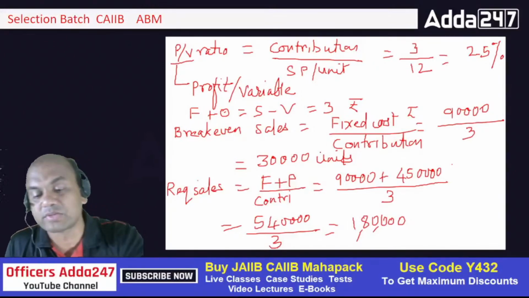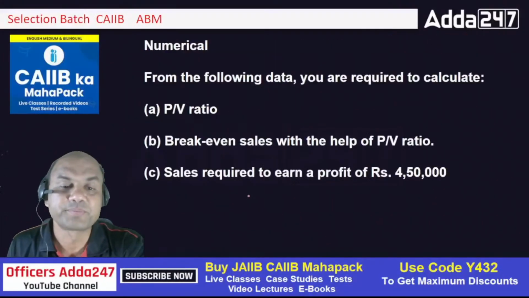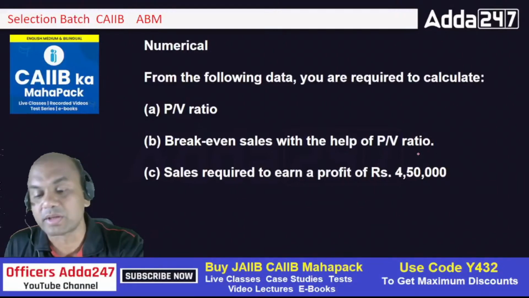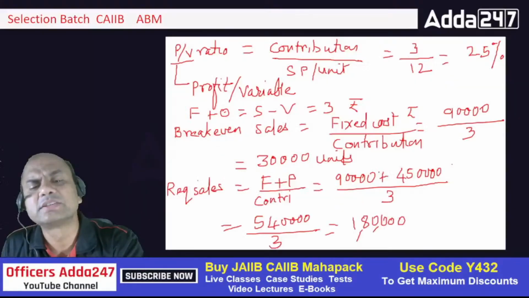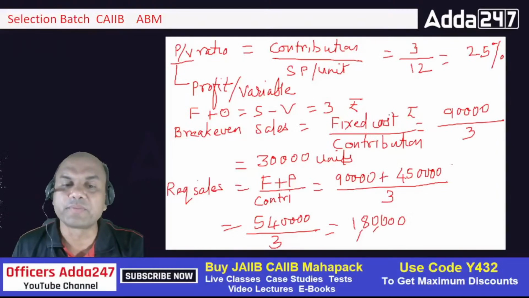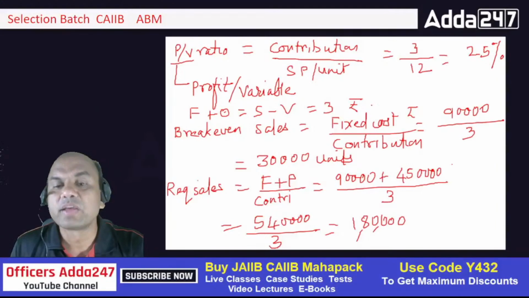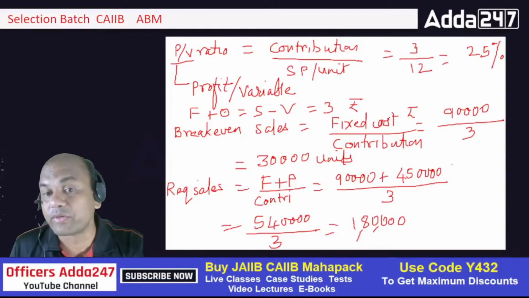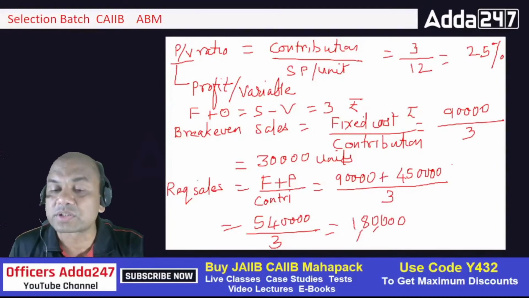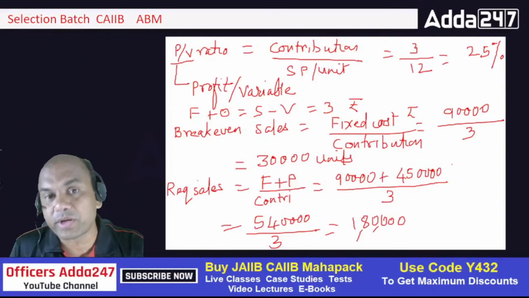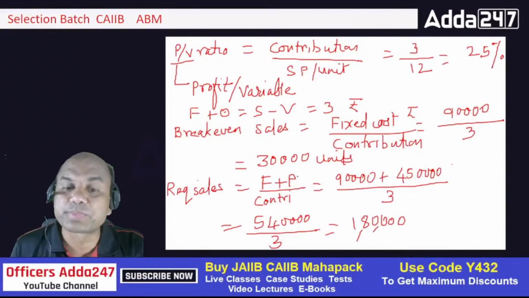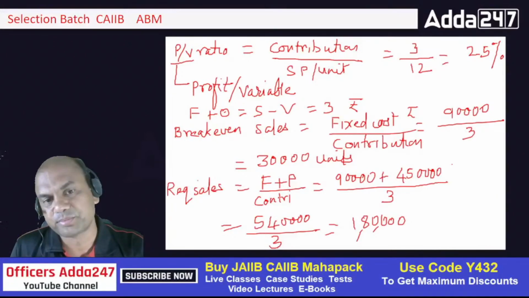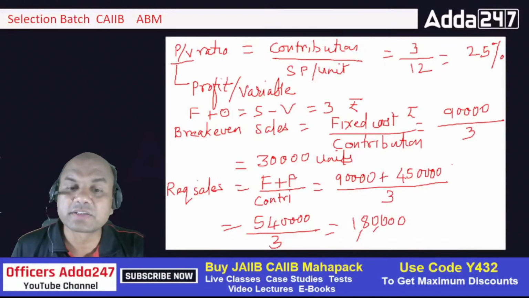Now the next question asked is, let's see the next question. Sales required to earn a profit of 4,50,000. Now I want that 4,50,000. Same formula again, so just remove this break-even. Write sales equals fixed cost plus profit. Now I want profit also. Here it was only fixed cost because at break-even there is no profit. So now it is F plus P upon contribution. Contribution remains the same.